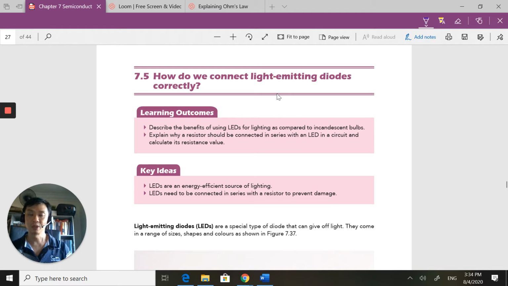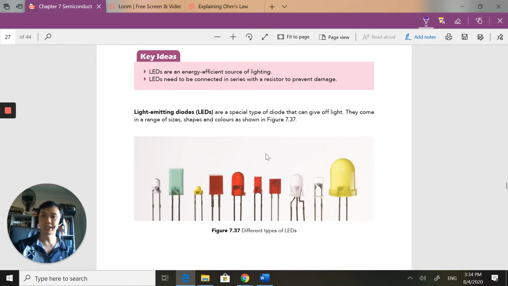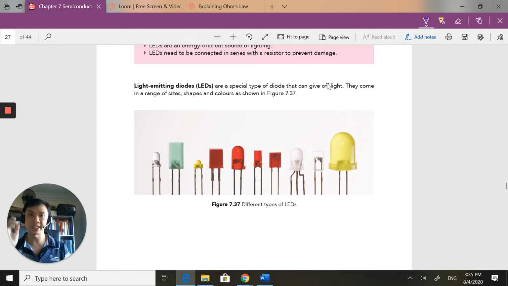Okay, so now the next use of diodes is we can actually make diodes into light emitting diodes. Pretty cool. Okay, so in this part of the chapter, we are going to describe why we use LEDs compared to incandescent bulbs, and why we must put a resistor in series with a LED. So LEDs are special types of diodes that give off light. You have seen these before. We've used them in our ALP classes.